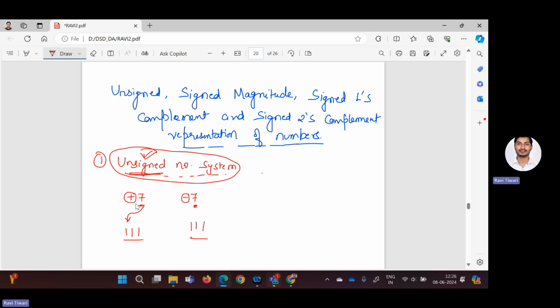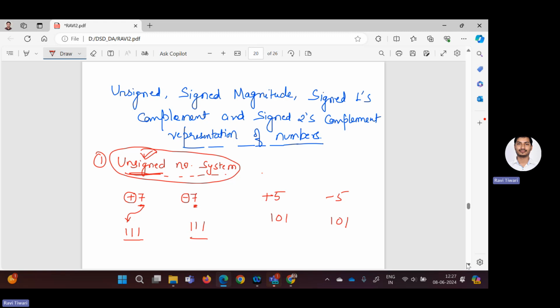That's why, for example, positive 5 or negative 5, the representation will be same. It is 101, it is also 101. There is no difference between positive 5 and negative 5 in binary form.